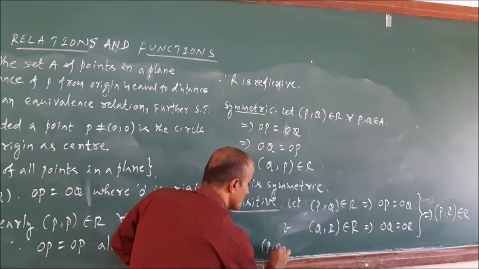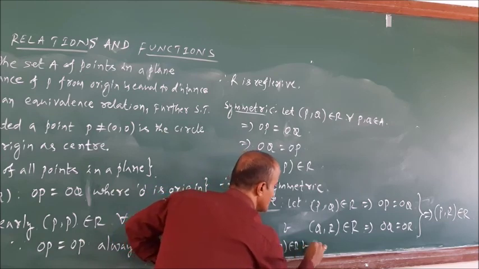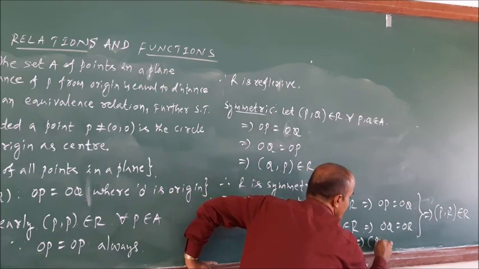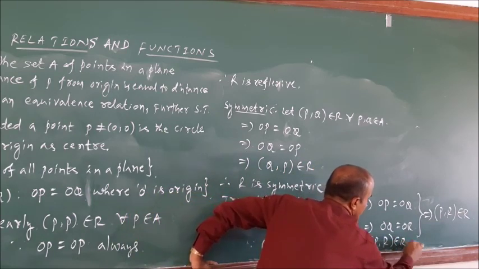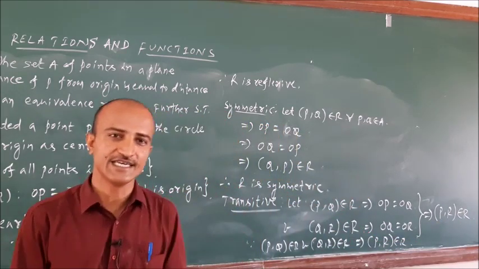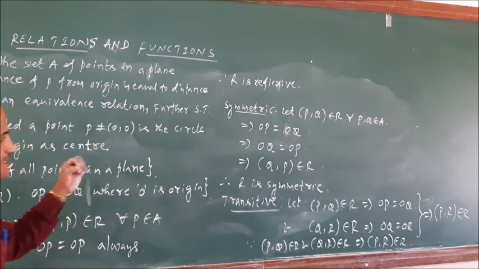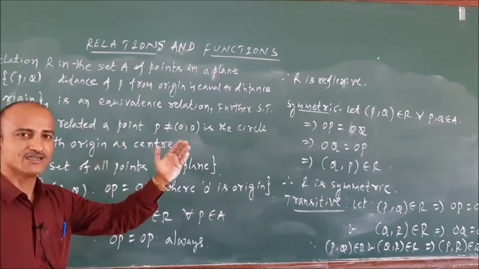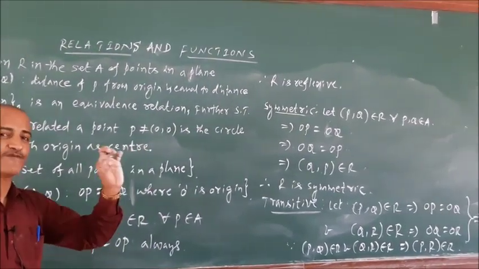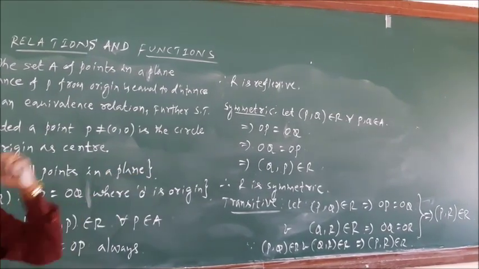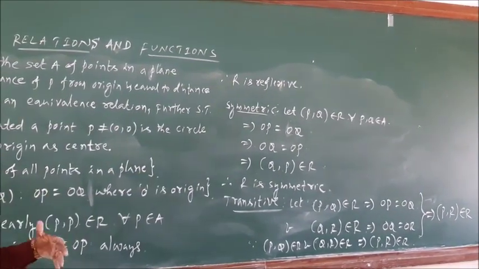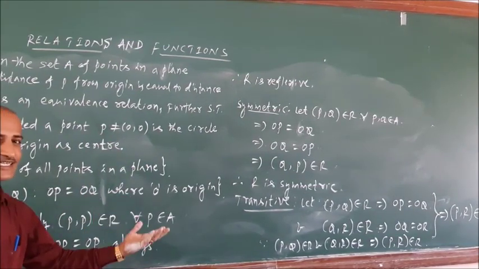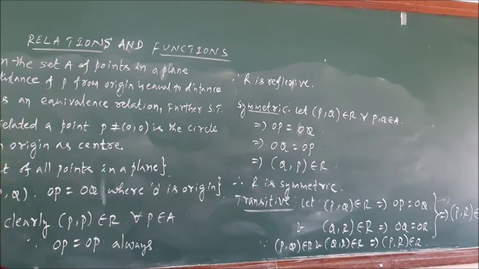Since (P, Q) belongs to R and (Q, R) belongs to R implies (P, R) belongs to R. Therefore, R is transitive. Now we can conclude. Since the given relation R is reflexive, symmetric and transitive on A, therefore R is an equivalence relation. You write that one. Since R is reflexive, symmetric and transitive, hence it is an equivalence relation. One more part of the question.